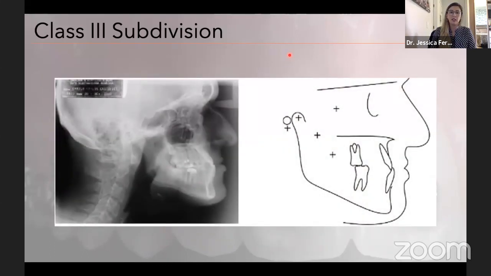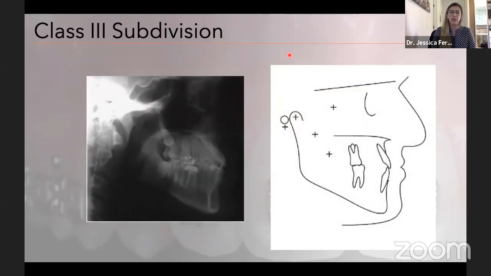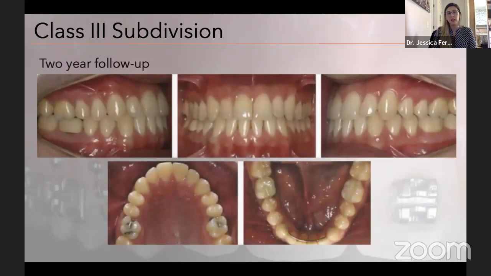Here are the effects of the treatment, the pre-treatment and post-treatment, the correction of the class 3 and the dental midline deviation. And after 2-year follow-up, we can see that the case remained stable, with just a little bit of dental midline deviation, but the class 3 is stable.